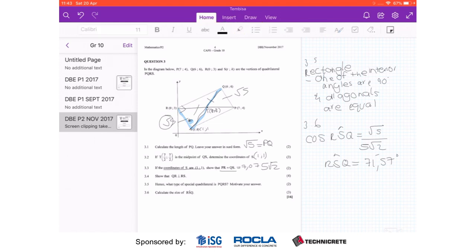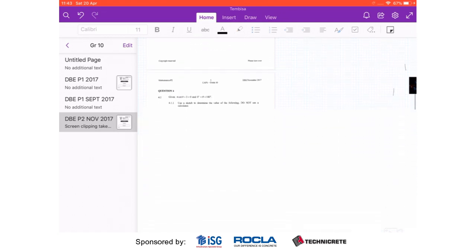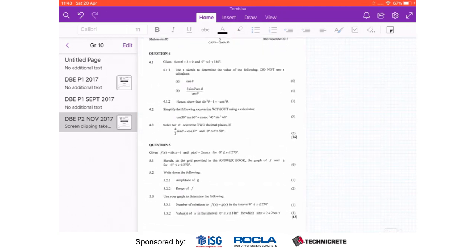Okay, this was a 60-mark question. It wasn't that bad. With the analytical geometry, if you know your formulas, you should be fairly fine. Okay, let's move on to question 4.